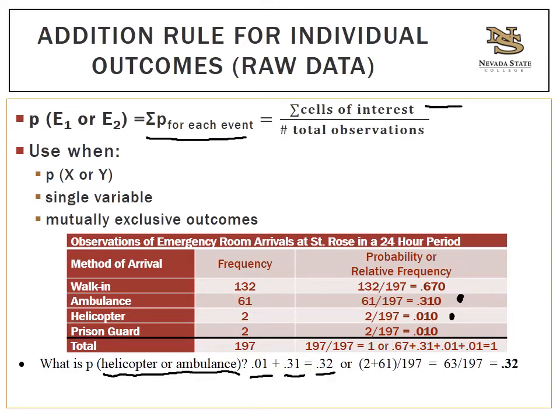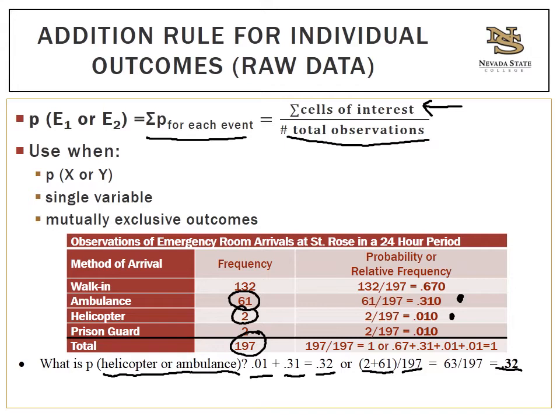Or you could add the frequency in the cells of interest, ambulance, helicopter, 2 plus 61, and divide it by the total number of observations, 197. Either way, you get 0.32. Now, of course, there are several factors that may impede the accuracy of this estimate, like the limited time of observation. Maybe this was on a Monday and there's more drunk driving and need for life flights on the weekend, so it wouldn't be a good estimate of that.